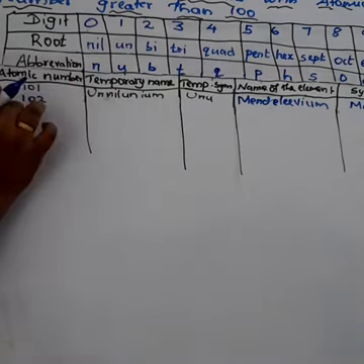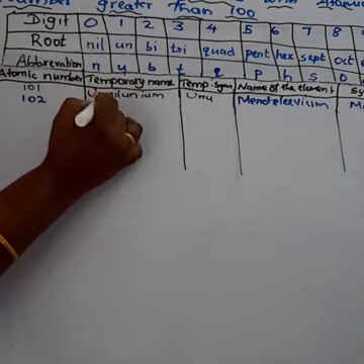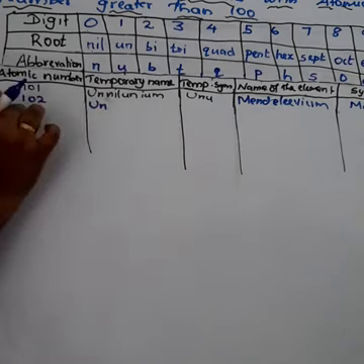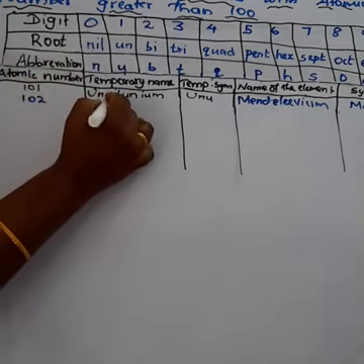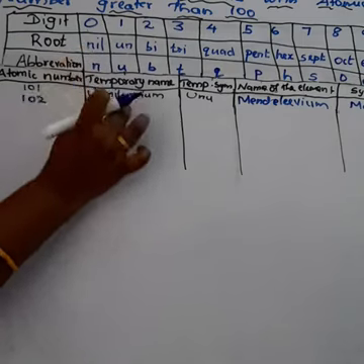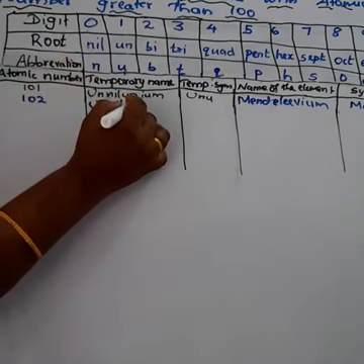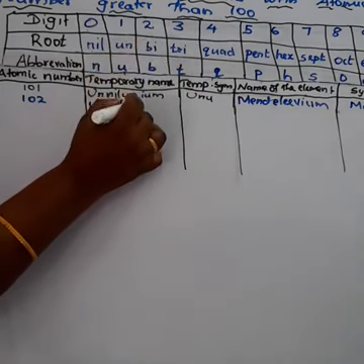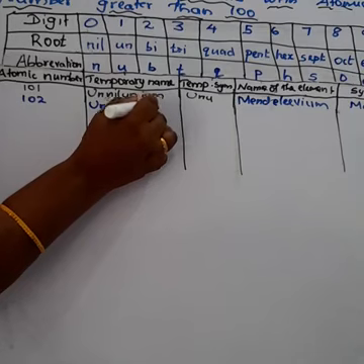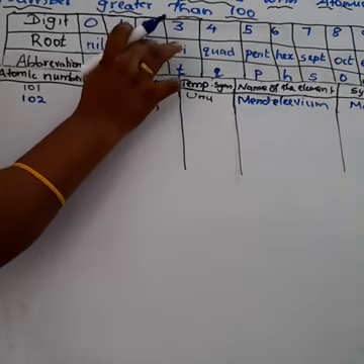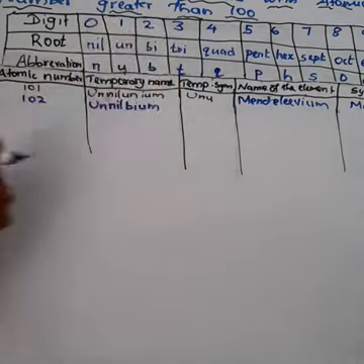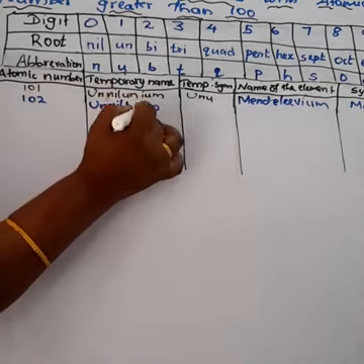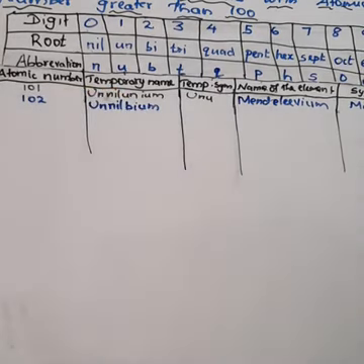For 102, what is the temporary name? 102 means 1, 0, 2. What is the numerical root for 1? Un. For 0? Nil. For 2? Bi. Here the suffix is ium, which comes after the bi. The i of bi we can omit. So we write un, nil, bium.